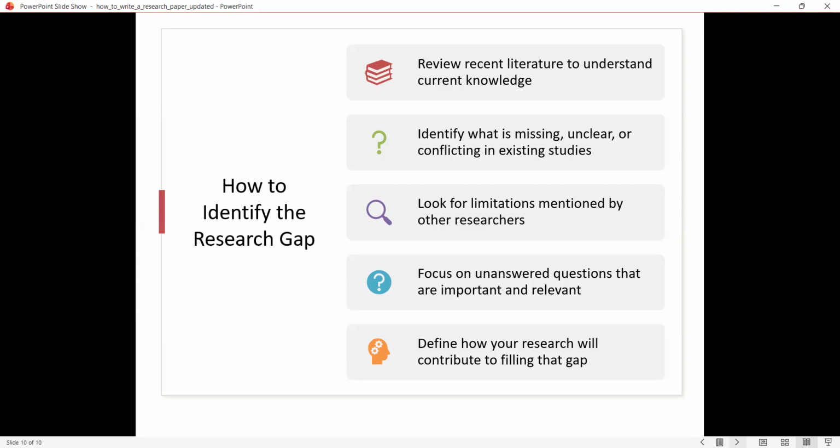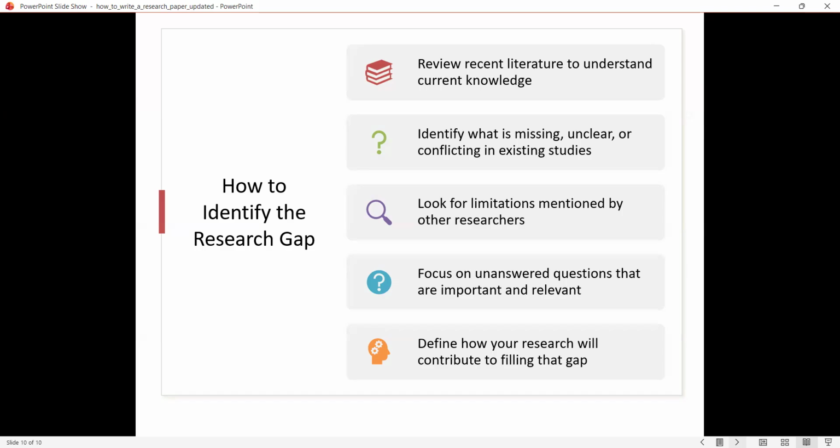Review recent literature to understand current knowledge. First of all, review some recent literature and try to understand the current knowledge. Identify what is missing, unclear, or conflicting in existing studies. You need to identify what is actually missing in this literature, in this paper or all papers, and what is unclear, and you need to clear it.